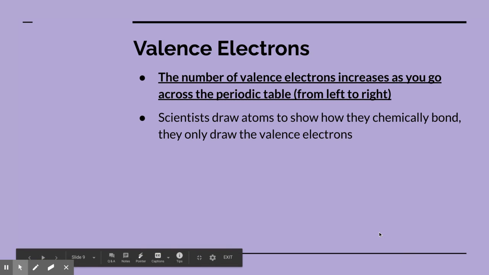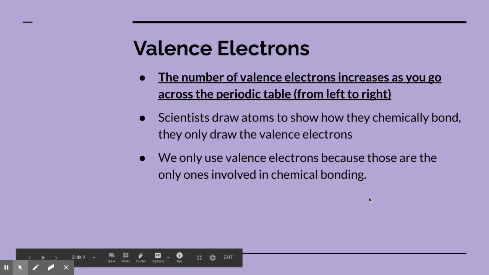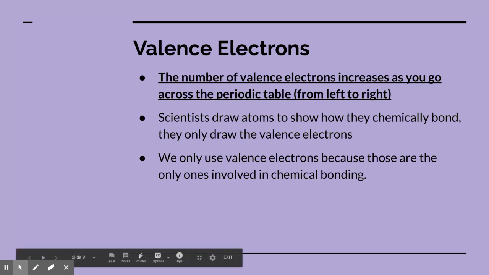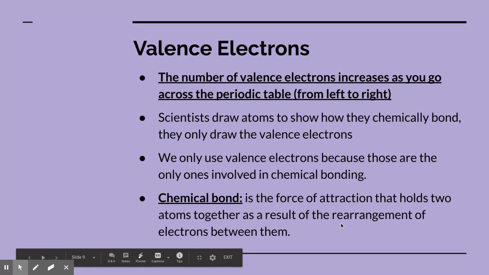Scientists draw atoms to show how they chemically bond. They only draw the valence electrons, and they do this in order to see how well one bonds with another, and what angles they'll bond with one another, because the valence electrons are what are used to bond. Electrons typically don't bond using internal electrons.